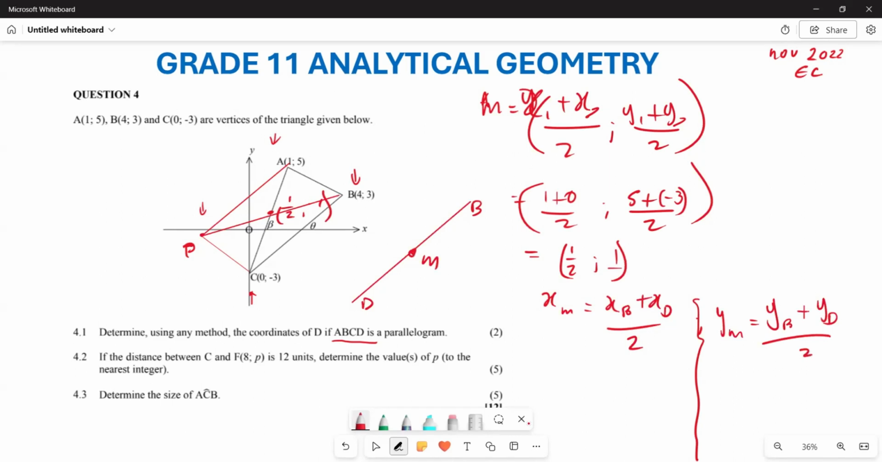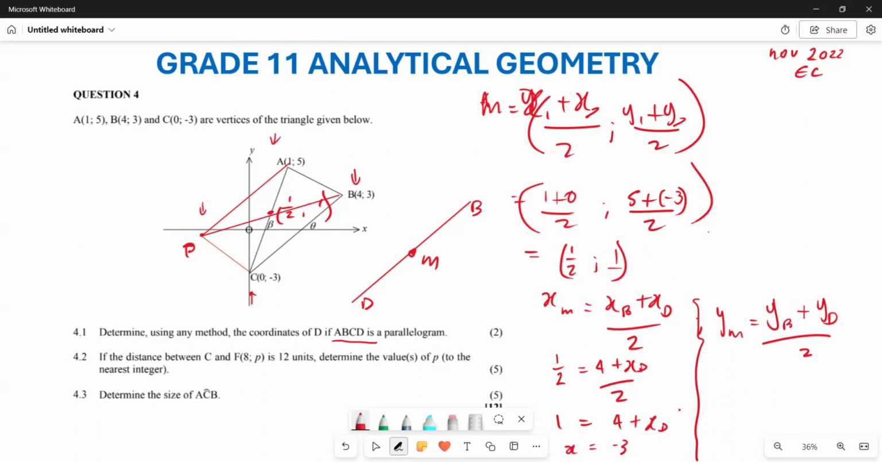Now, what is going to be the x of your midpoint? This is 1 over 2, right? 1 over 2 is equal to 4 plus x of D over 2. Then when you multiply 1 over 2 by 2, the answer that you're going to get is 1 equals 4 plus x of D. Which means now your x is going to be negative 3. Can you see that, right?